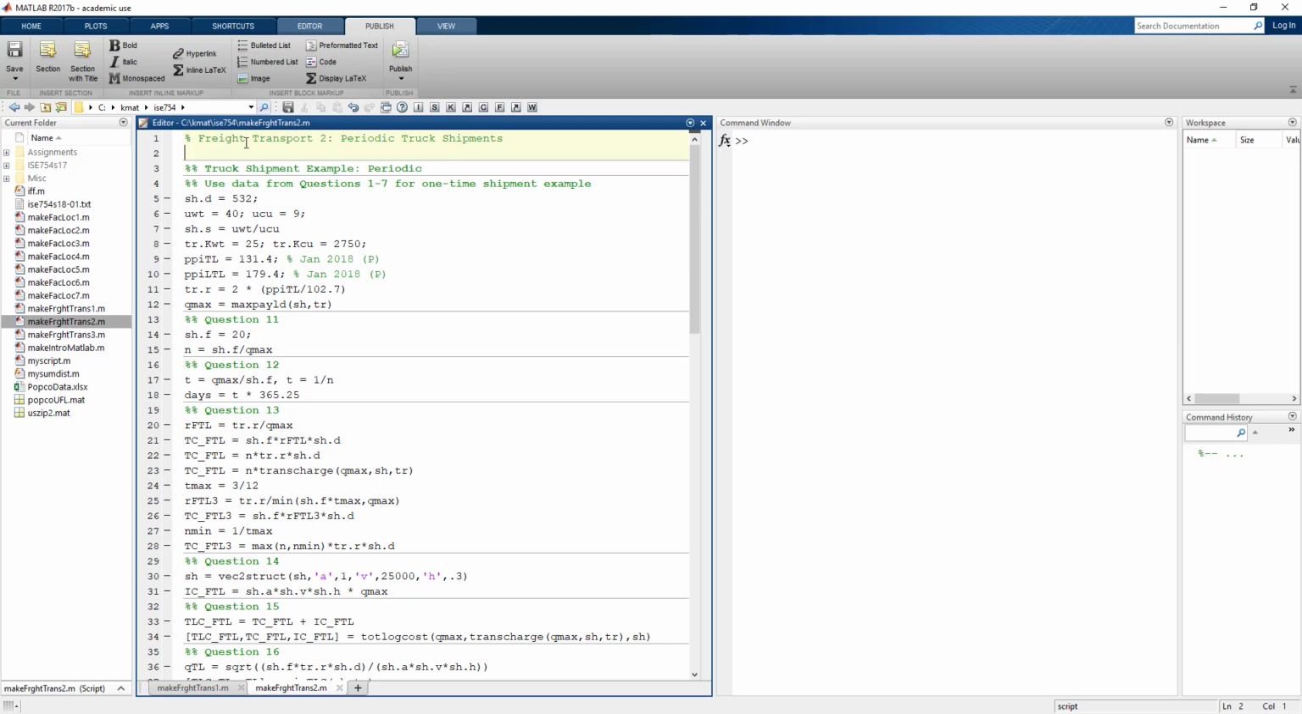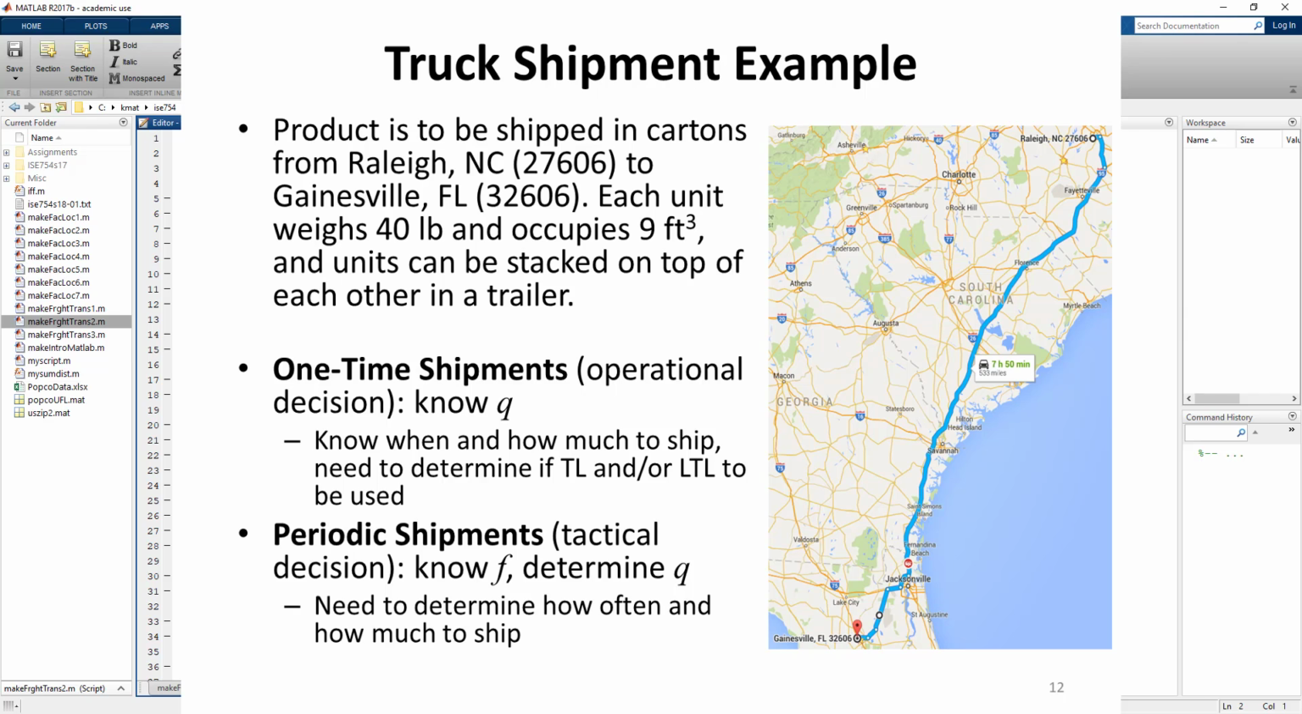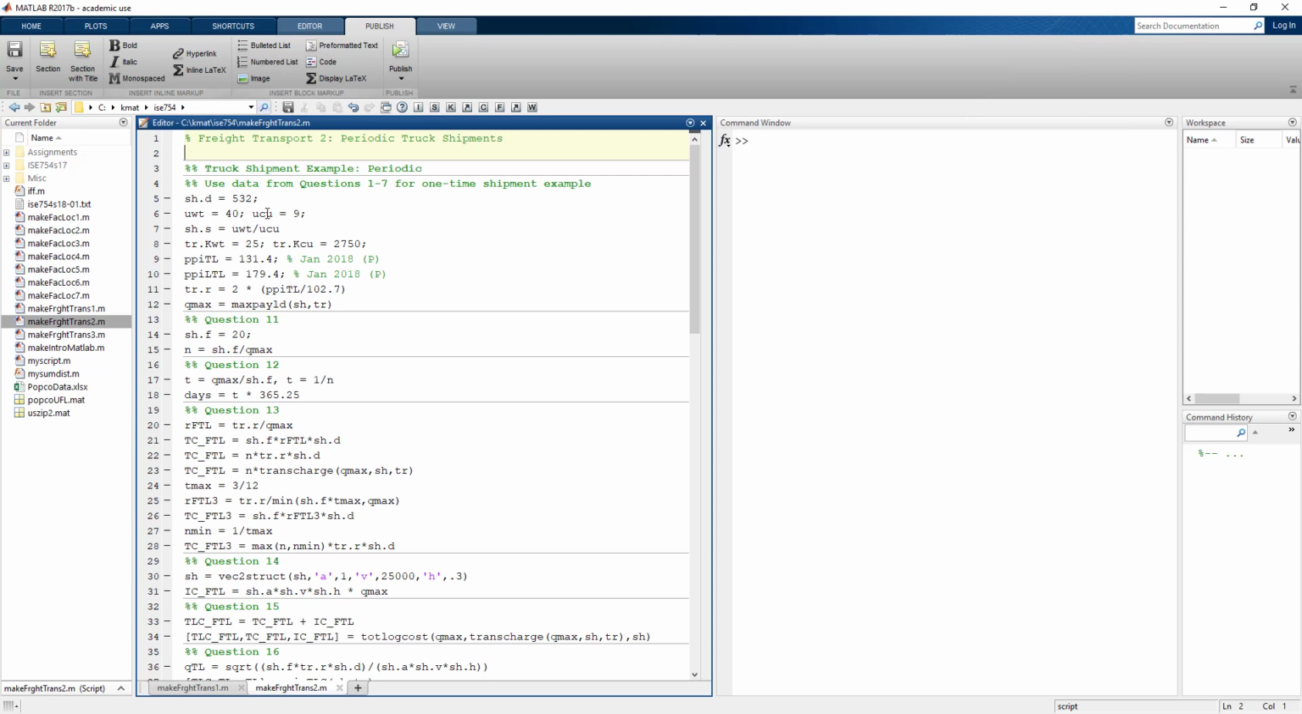We're going to be continuing with the truck shipment example that was covered for one-time shipments, but instead of solving that operational decision where we're deciding between truckload versus LTL for a particular size shipment, here we're going to look at a more tactical decision where we have knowledge of annual demand for shipping a product, and then our problem is to determine what is the best shipment size, taking into account all of the relevant cost factors beyond just the actual charge for a shipment.